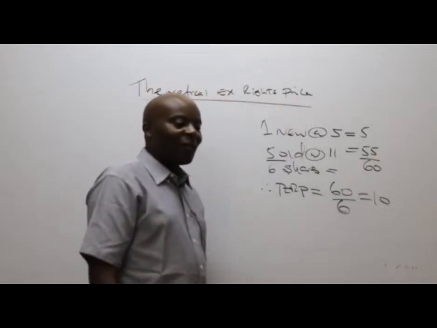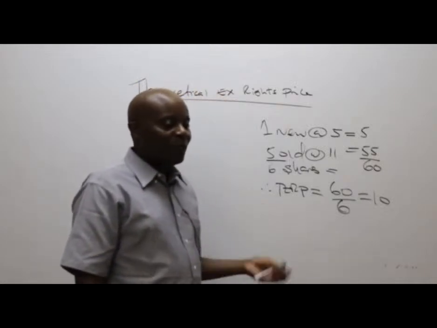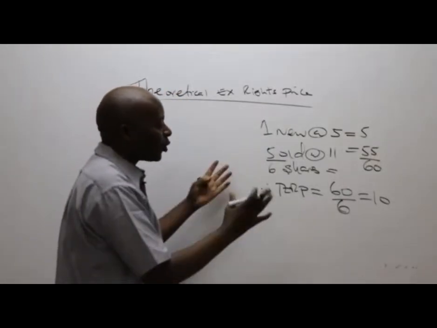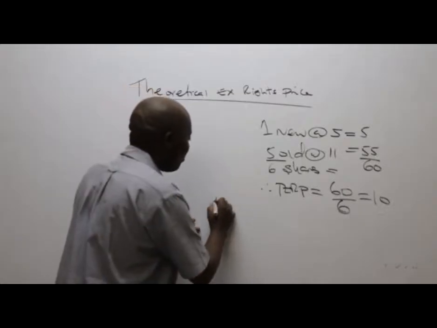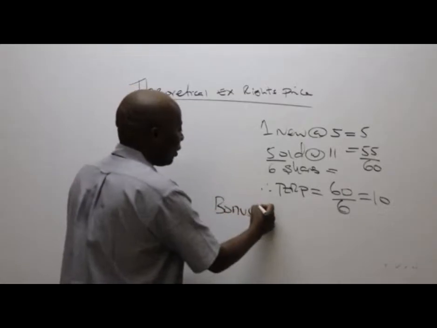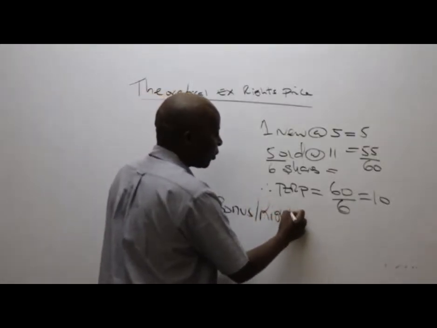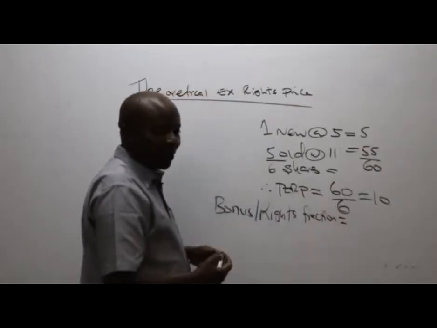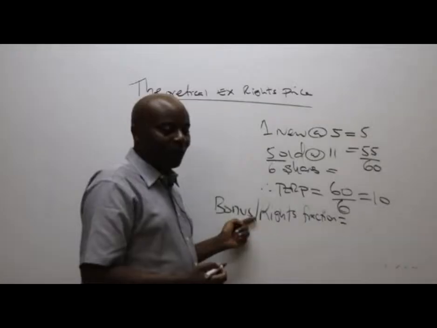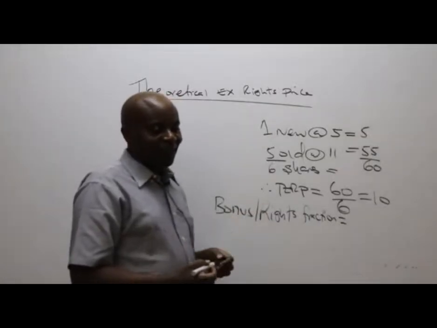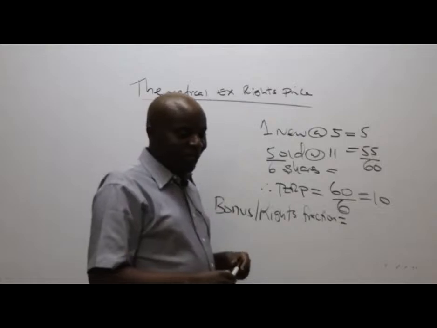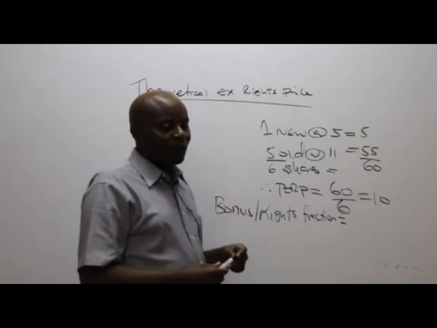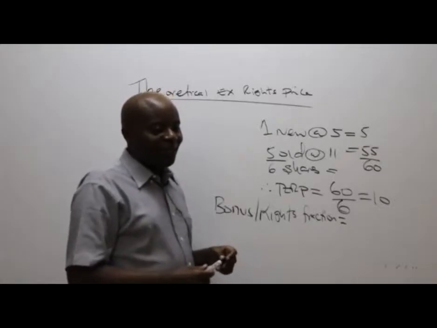And then, ladies and gentlemen, once you have given me this theoretical X-rights price, because I'm an expert in this thing, I know there is a very important fraction that will be very important for me. This one we call bonus, or even the rights fraction, that I'll be using in my EPS calculation. Is there somebody who can remind us the formula for the bonus stroke rights fraction? Is there somebody who remembers that formula?